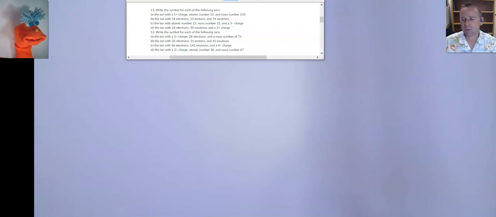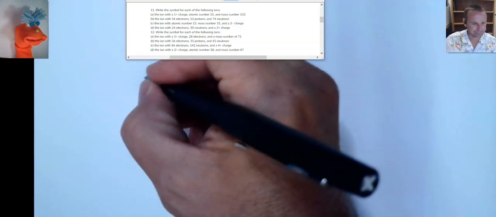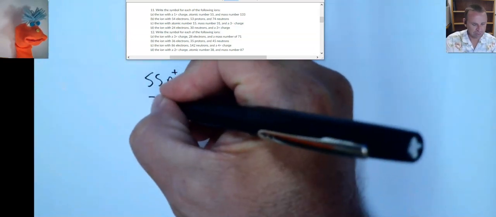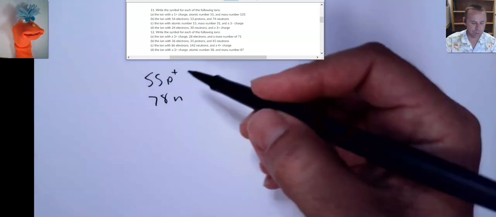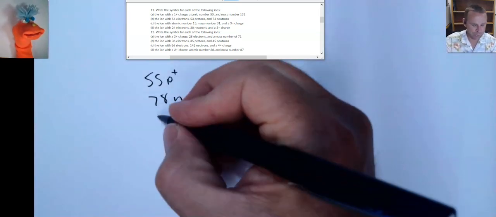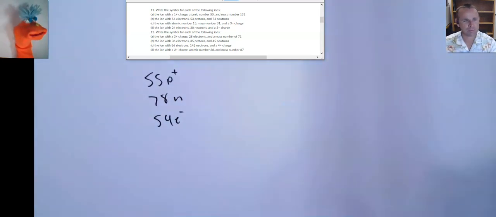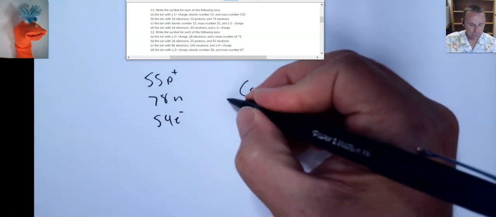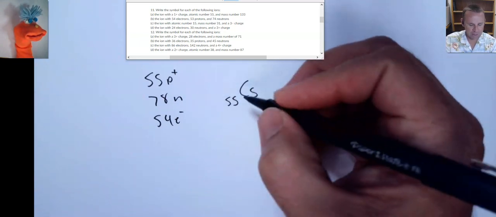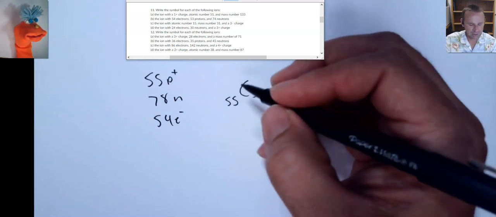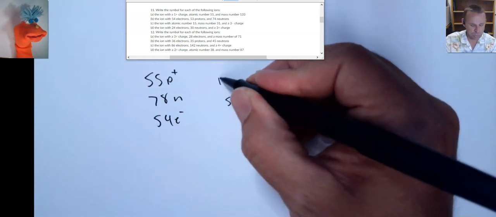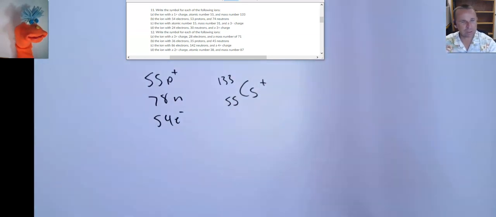So we got 55 protons, 78 neutrons. Now how many electrons? It has a +1 charge, so it just has one fewer. One fewer than what? The 55. So 54 electrons? Yeah. Very good. So cesium, the 55 goes down here. That's the atomic number. And then the mass number goes up here, 133, and then a positive charge there. Okay, got it. All right.